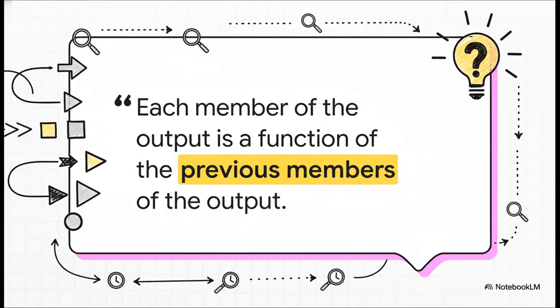And this quote really just hits the nail on the head. For an RNN, the past directly, and I mean directly, shapes the present. So when it's trying to predict, say, the next word in a sentence, it isn't just looking at the word it's on right now. No way. It's considering all the words that came before it. For an RNN, context is king.